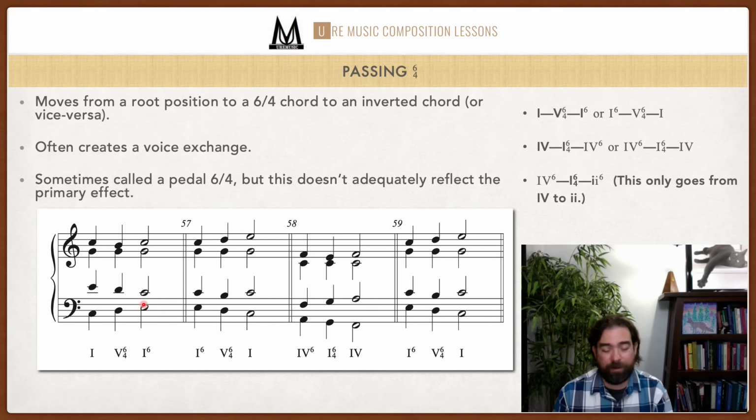So notice what's happening in the soprano. Leading tone resolving. Notice what's happening in the alto. Common tone staying in one place. Now if that is in the bass, some theorists will call that a pedal 6/4. But that still doesn't really accurately reflect the function of the passing 6/4, because the characteristic feature, the feature that really stands out, is this passing motion.